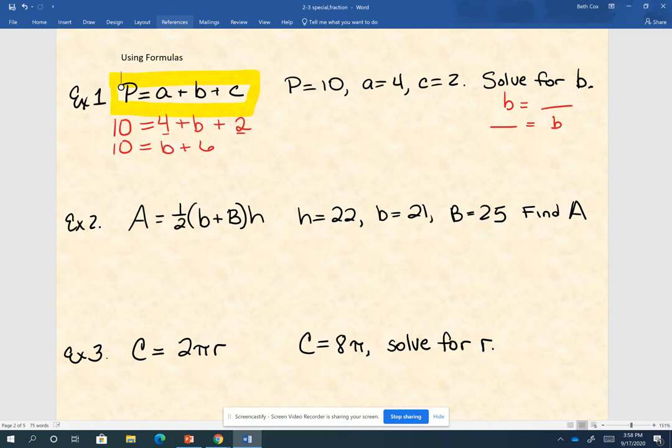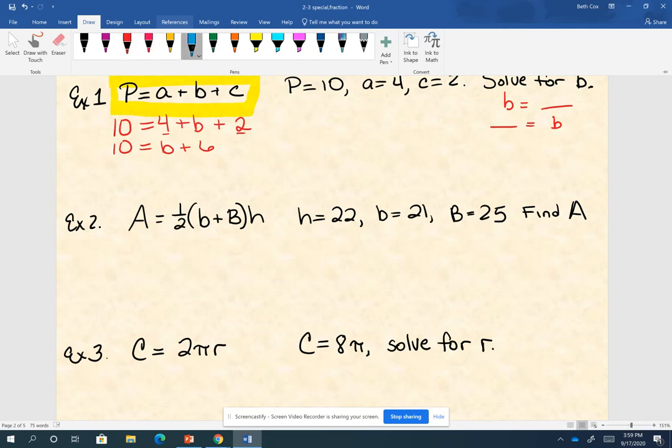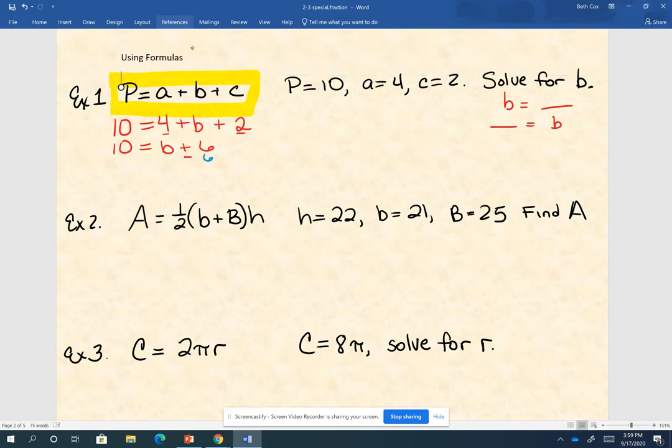So I simplified, and now I subtract 6 on both sides, and that's gone, and I get B is 4. And that's my answer. It fits that pattern, and that's fine. It doesn't have to fit the other one. I get B is 4.